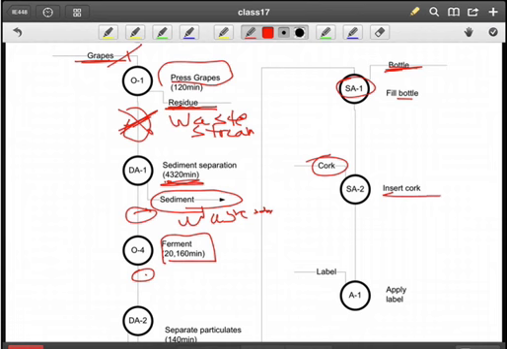We insert the cork. Again, you should note that the material entering that operation is different than when we exit. And then the final assembly, we apply a label to the bottle. So we understand the core operations where the direct material is entering into our system.